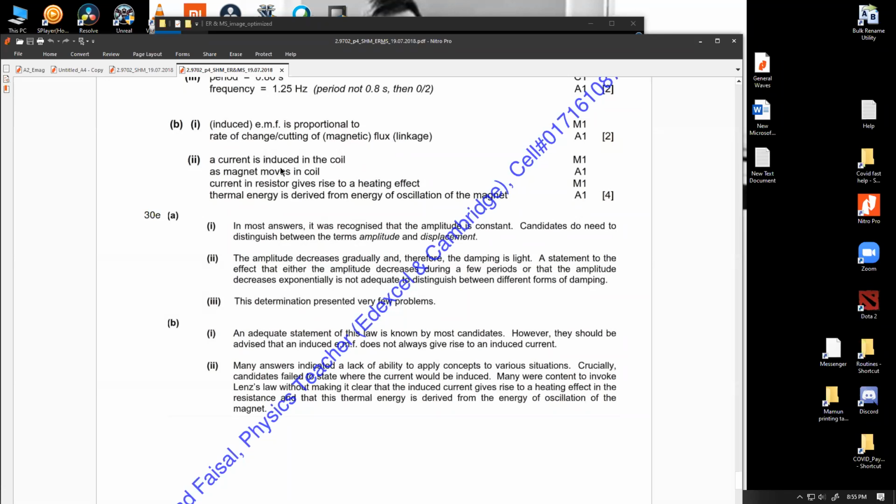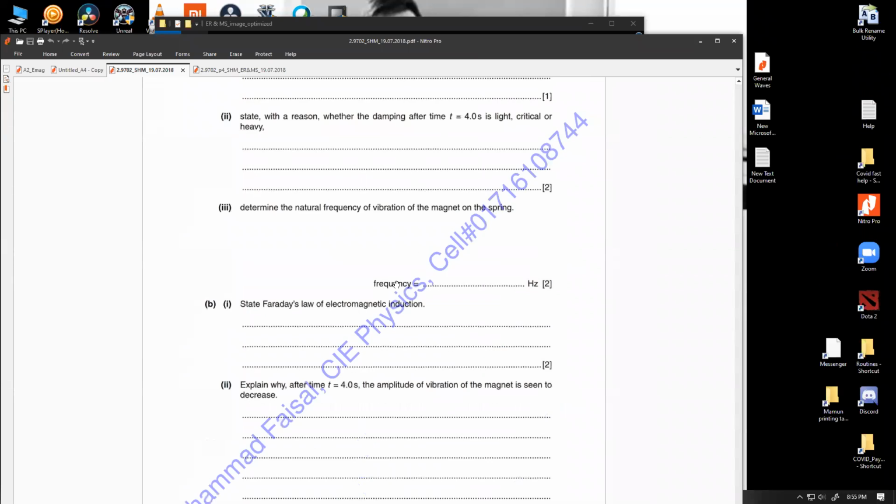What was the question? Let's look at the question again. Explain why after time t equals 4.0, the amplitude of the vibration of the magnet is seen to decrease. Now here's the deal. The amplitude decrease of the magnet can be explained in terms of energy transfer, which they did. That can also be equally acceptably explained by the presence of an opposing force, because we are talking about how the vibration amplitude decreased. Amplitude decrease does not exclusively have to be about energy transfer. It can also be explained in terms of an opposing force being present within the setup.